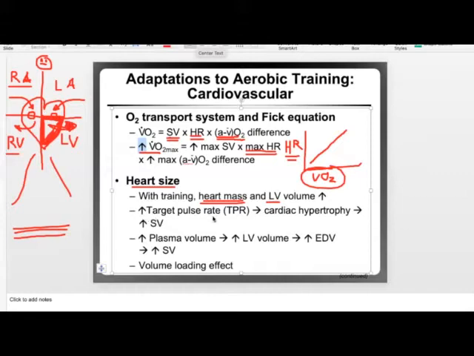So as the target pulse rate increases, as the exercise that I'm doing increases its intensity, the amount that my heart will have to beat increases. As the pulse rate of my activity increases, there's going to be a greater stress on the muscles of my heart, which will make it so that my heart hypertrophies. And when it hypertrophies, it's going to push more blood out and increase the stroke volume.